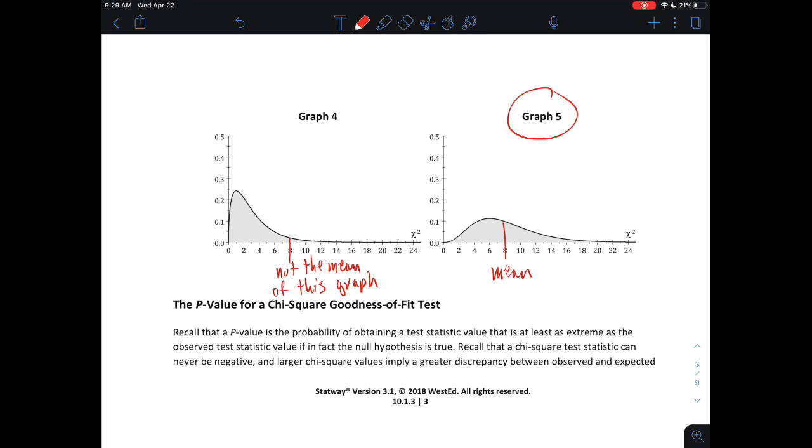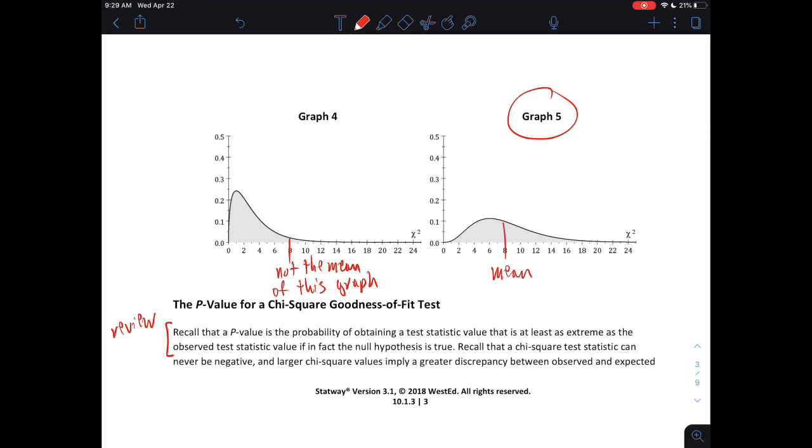Now let's see about finding the p-value. So first, recall that a p-value is the probability of obtaining a test statistic that is at least as extreme as the observed test statistic value if in fact the null hypothesis is true. So this one sentence right here, this is all review. This is now our 4th module of looking at hypothesis tests. This concept of p-value has been the same the entire time.